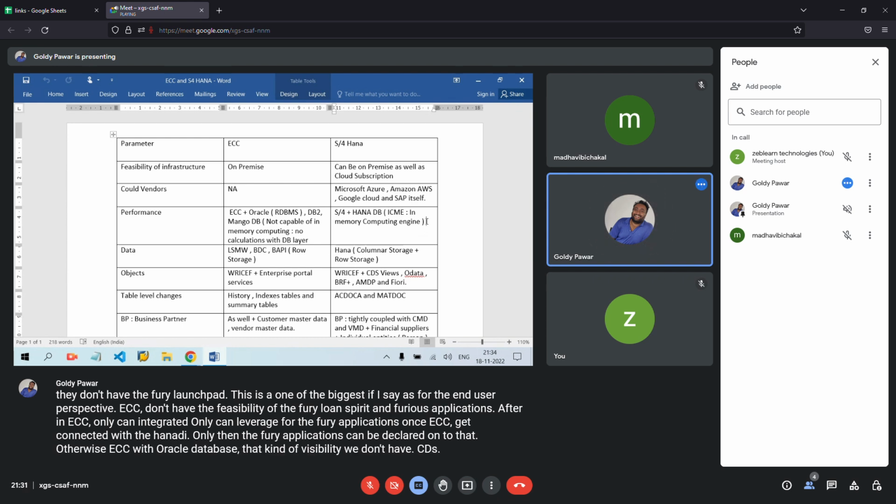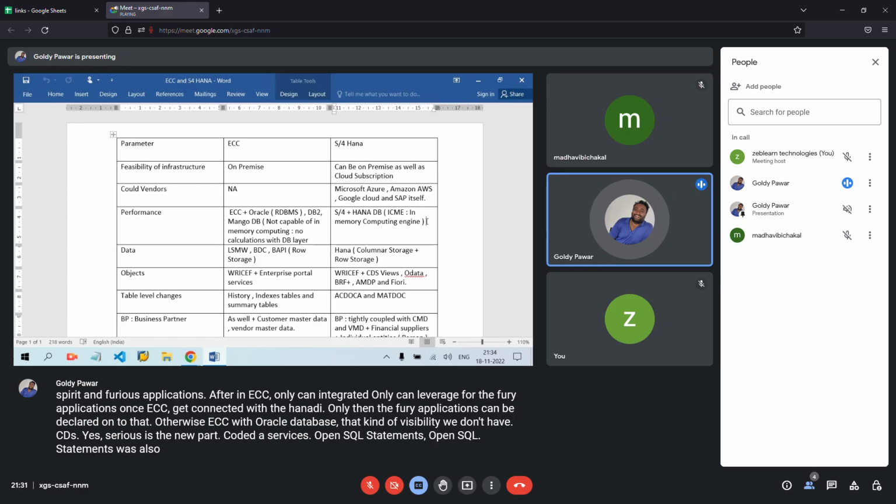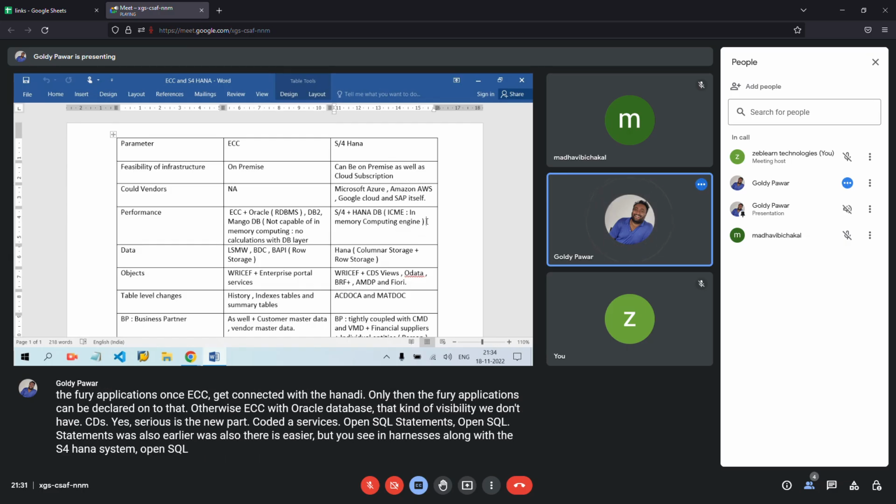CDS, core data services, is the new part. OpenSQL statements were also there earlier in ECC, but in the HANA system, along with S/4HANA, OpenSQL statements come with the latest syntaxes for the ABAP programming language.